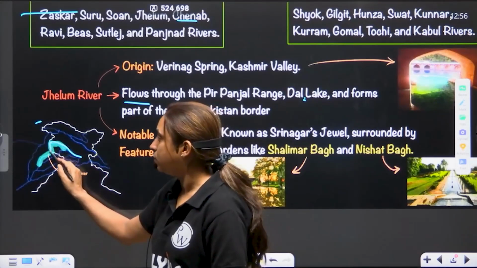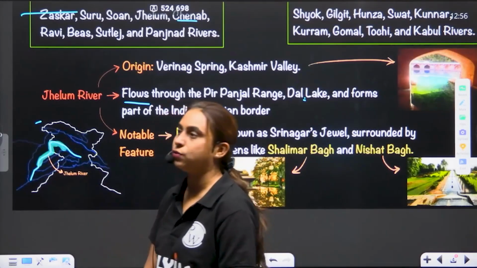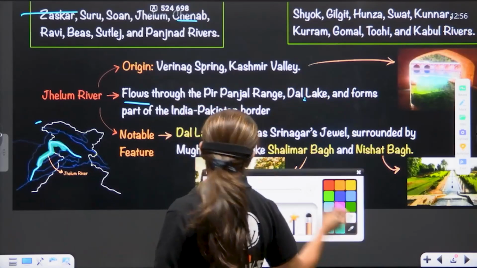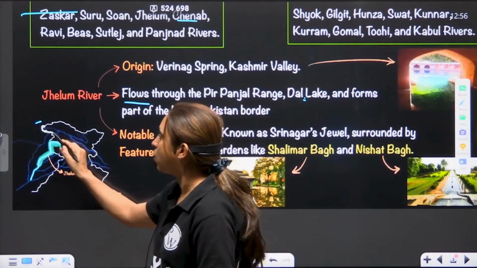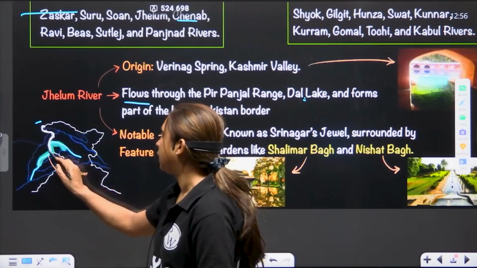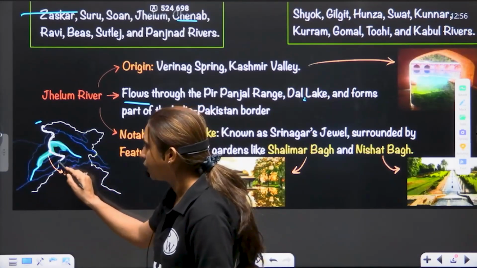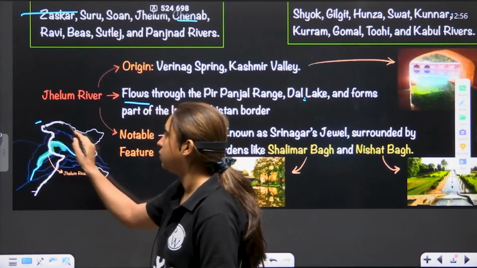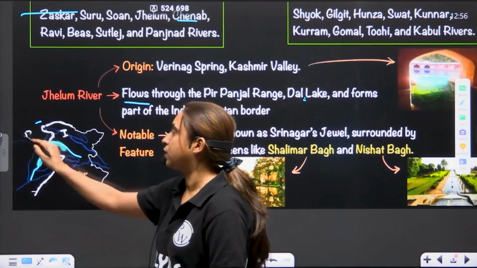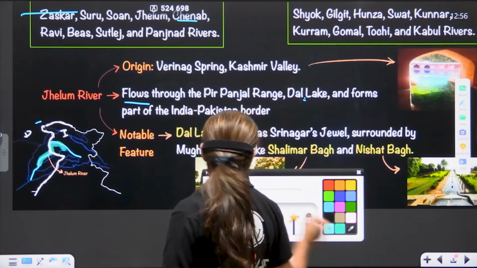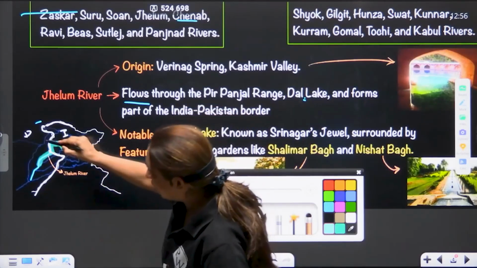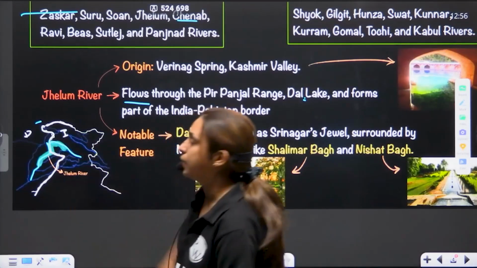A very unique feature of the Jhelum River you can see is that it is forming a border between India and Pakistan. On one side you have India and on the other side you have Pakistan. So the river is actually forming a line, a boundary between India and Pakistan.